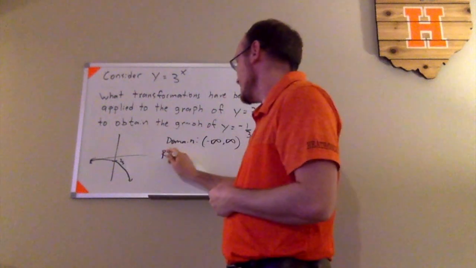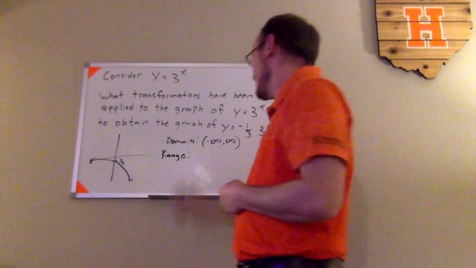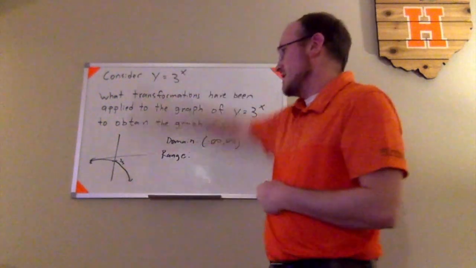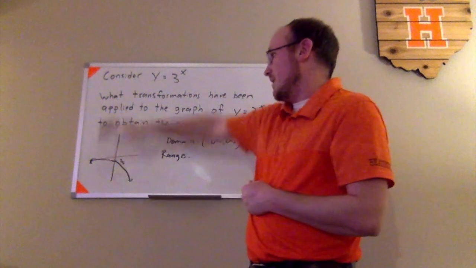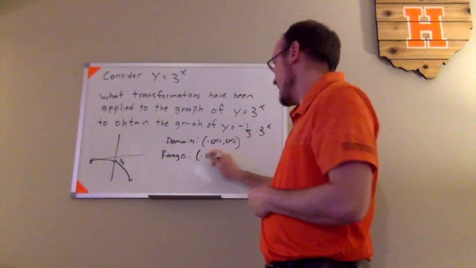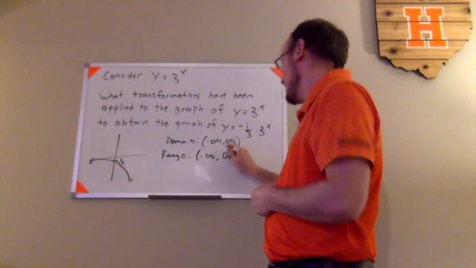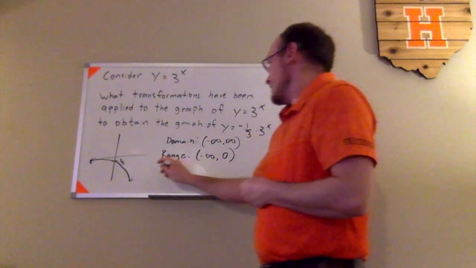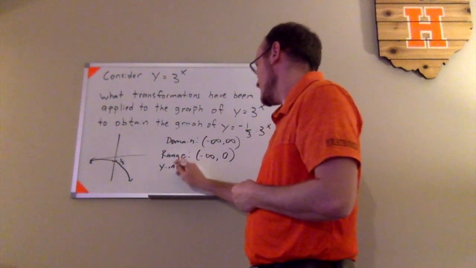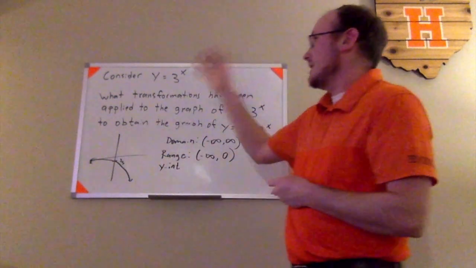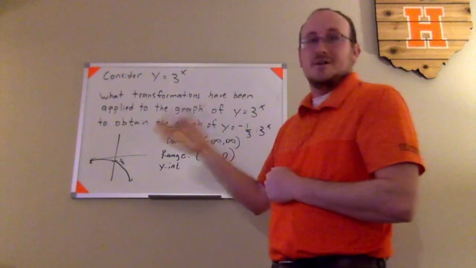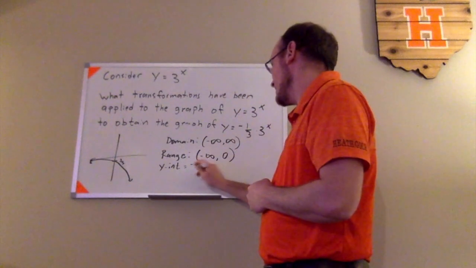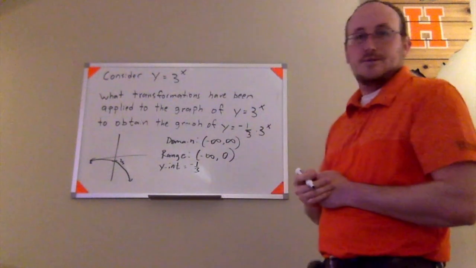The range, again, remember the range is the y values, and you always want to build these interval notations from least to greatest, so working from the bottom up, the range would be from negative infinity until 0. It doesn't ever quite make it to 0. The y-intercept, we said the original one, y equals 3 to the x, was 1, and we compressed that to 1/3 and reflected it, so the y-intercept would be negative 1/3 for this.